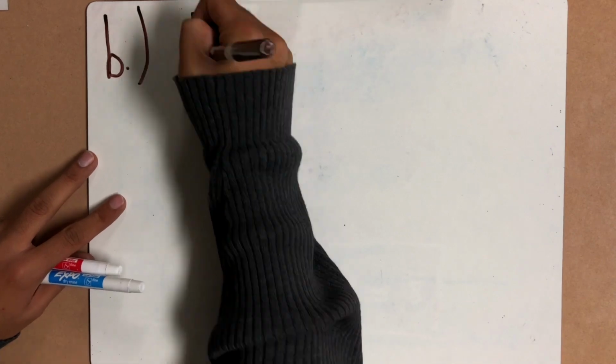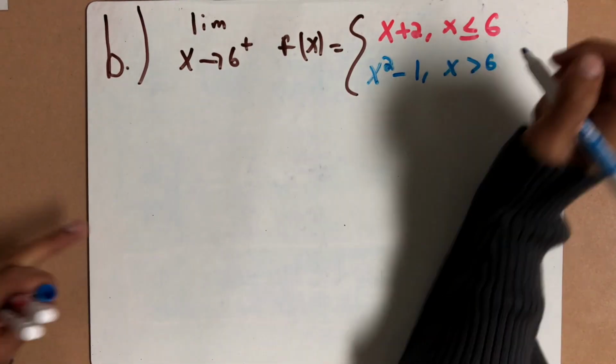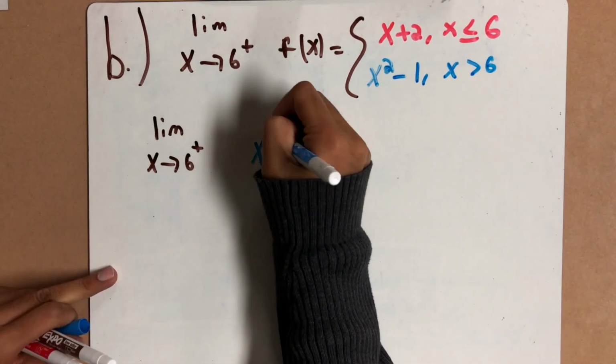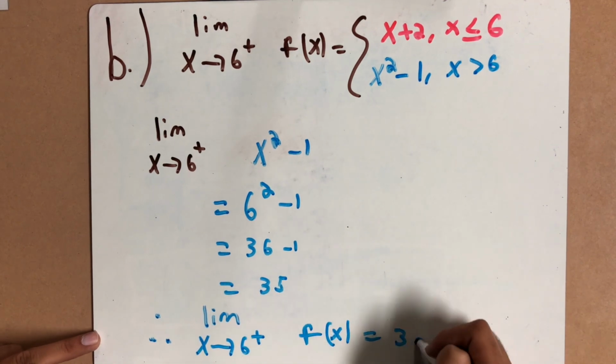In the second part of the problem, we are going to find the limit as x approaches 6 from the right side. Once we directly substitute 6 into the second equation, we end up with a solution of 35 as x approaches 6 from the right side.